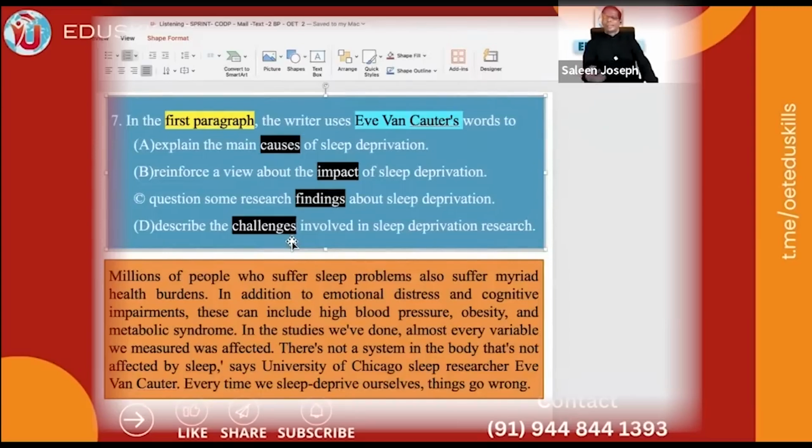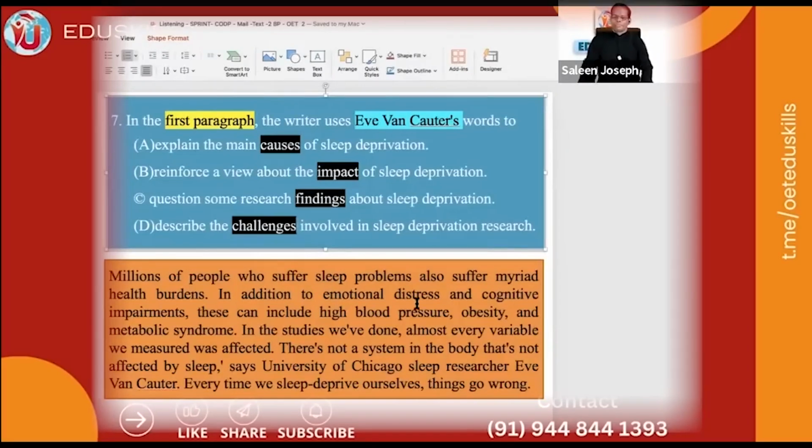So you know whether they are asking, the writer uses Ivan Carter's words to, whether they are speaking about cause and effect, impact, findings, challenges. So please read this small paragraph, the first paragraph of sleep deprivation symptoms. Please.